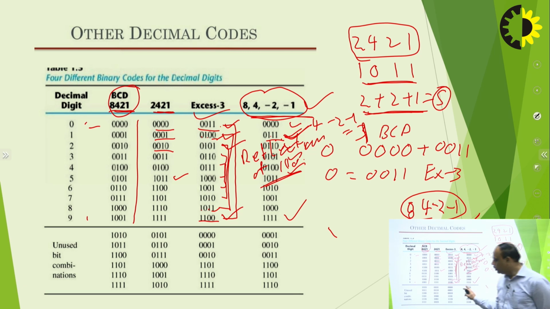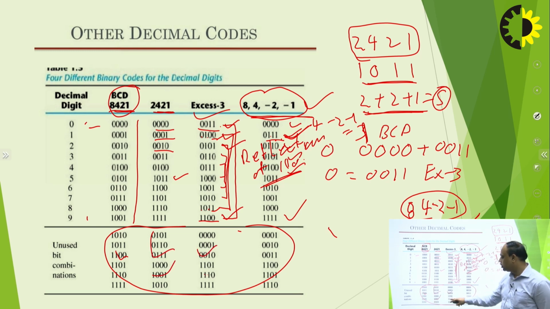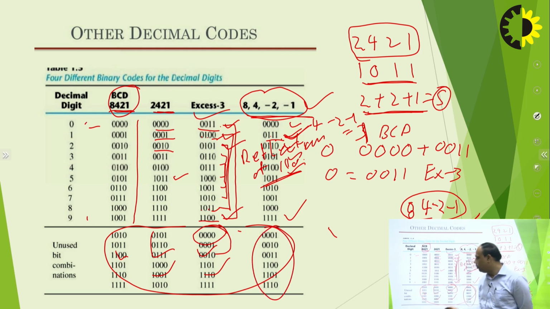There are some unused bit patterns which are not used in these kinds of codes. Like in binary, we cannot use the 1010 pattern or 1011 pattern. Similarly, in 2421 code, we do not use these patterns. In Excess-3, 000 never exists because it is always excess of 3, so 0, 1 and 2 are never used in Excess-3 code. Similarly, in these codes, these patterns are never used. So these are the unused combinations in different decimal codes, as you can see over here.